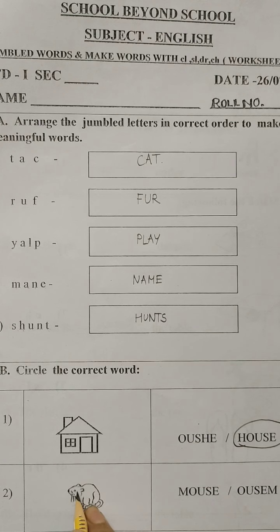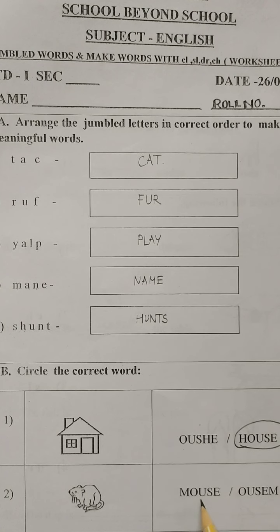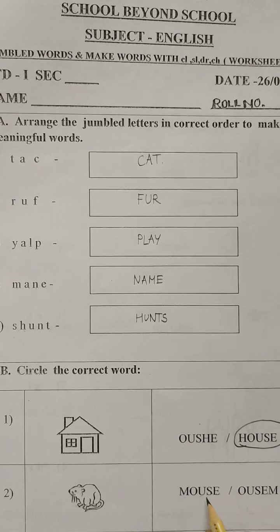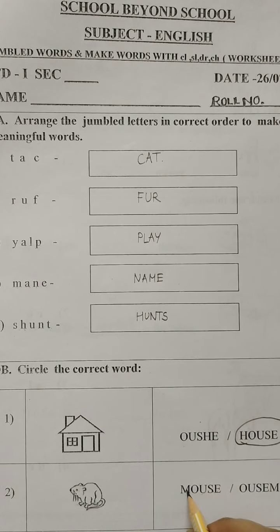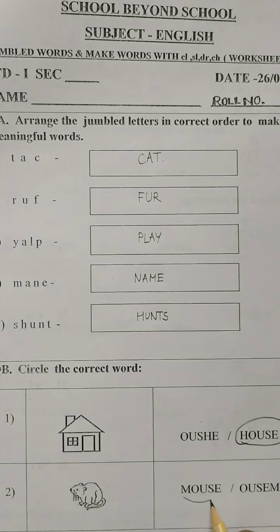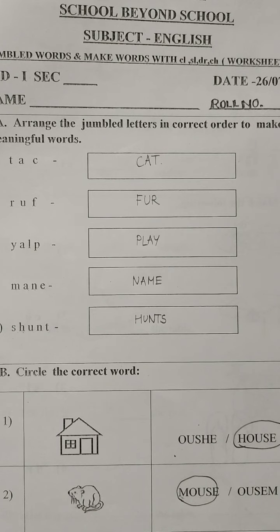The next is the picture of a mouse. So MOUSE. So this is the correct answer, not OUSEM. It is not making any sense. This word is making sense. So we will circle this word. Now students, turn around the page.